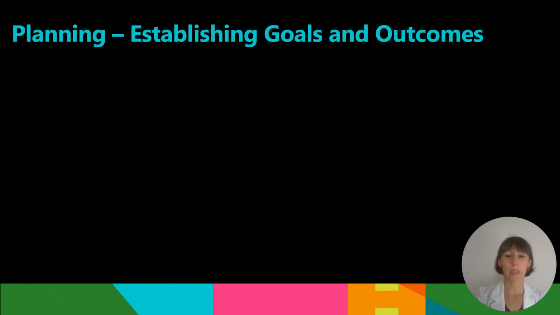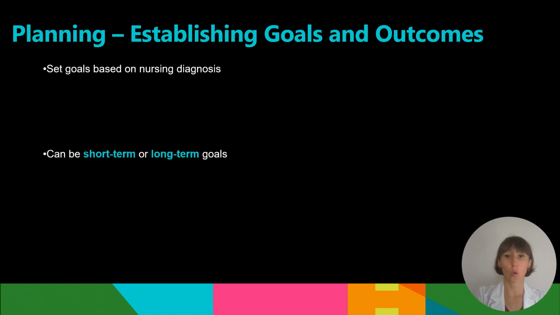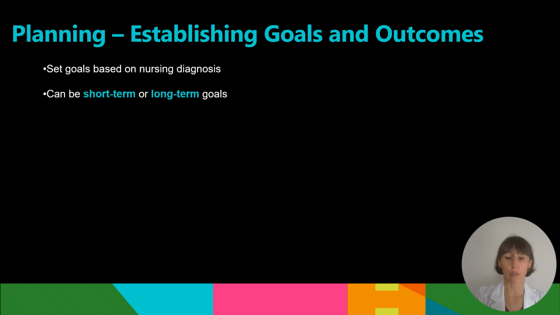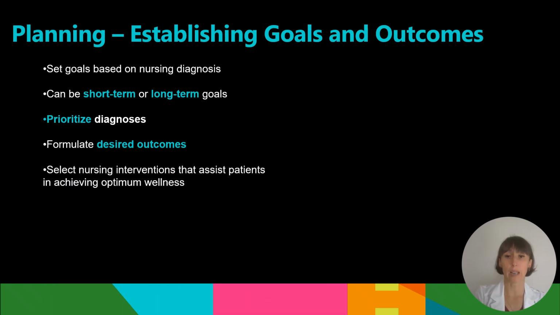The 3rd step in the nursing process is planning, and this is where we turn the diagnosis that we created into a clear, actionable roadmap for the patient. Planning involves setting goals that are based directly on the nursing diagnosis. That's why planning comes right after we formulated our diagnosis. These goals can be either short-term, such as reducing pain within an hour, or long-term, like improving medication adherence over several weeks. But there always has to be some kind of time frame.